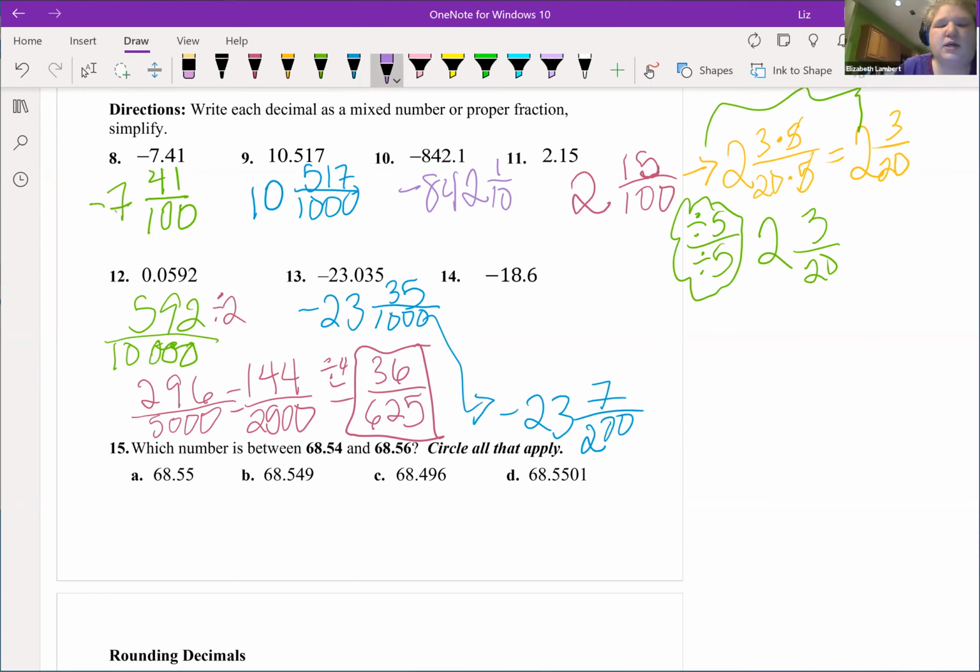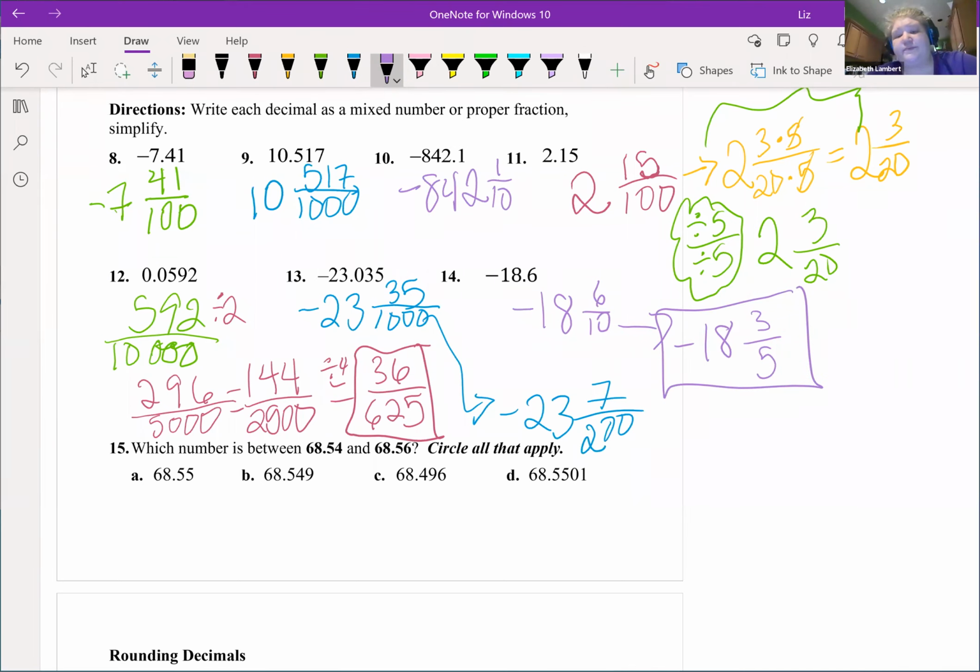All right, last one, -18.6. Start with the -18, and then that is single digit, so it is tenths, 6/10. Those are both very even. So -18 stays the same. 6 and the 10 are both divisible by 2, so we will now have 3/5. That is our last one. So a lot of reduction.